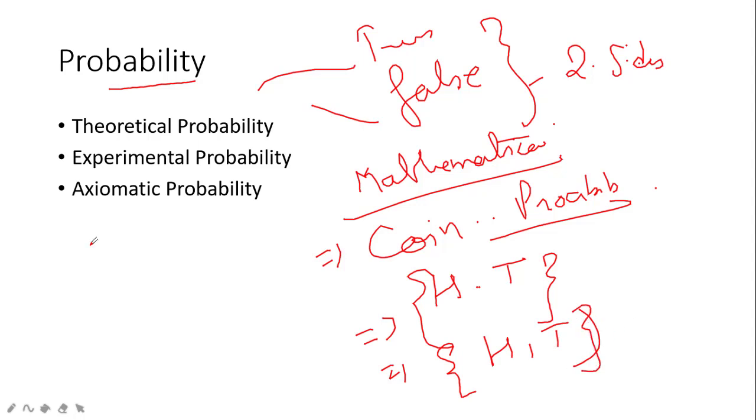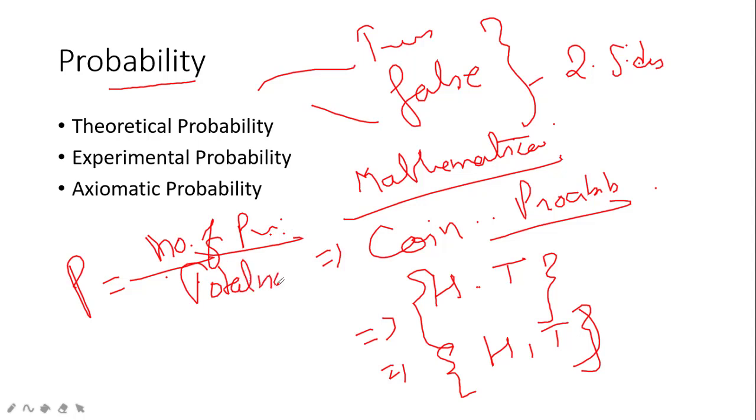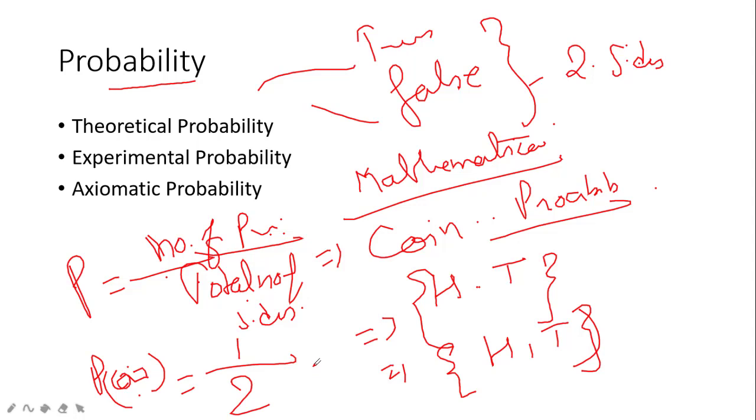To find the probability, P equals 1 divided by the total number of sides, or the total number of values. So P is how many things you want, either head or tail, which means 1, and the total number is 2. So 1 by 2 is the probability for your particular coin. This is exactly the probability example.